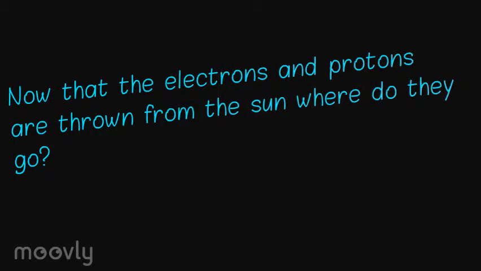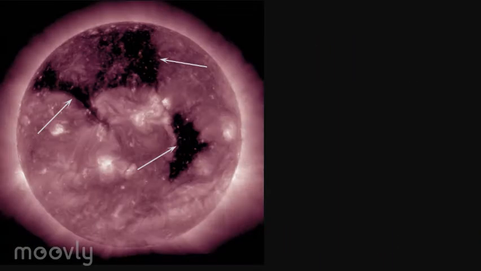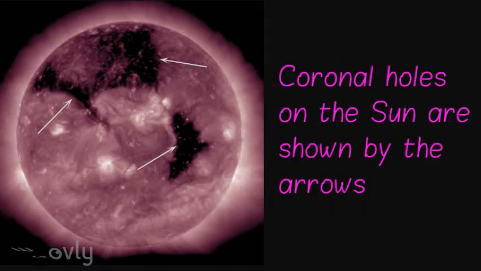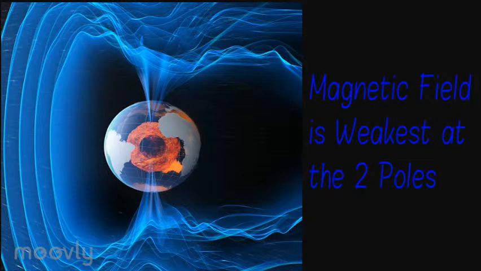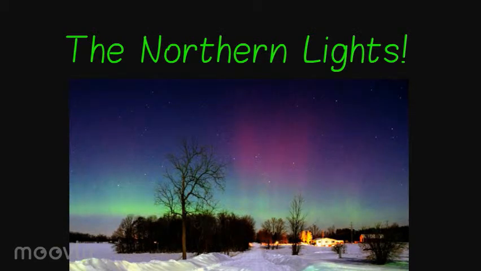Once these electrons and protons are thrown from the Sun's atmosphere, they escape through holes in the magnetic field. The solar wind will then blow them towards the Earth, and the charged particles become largely deflected by the Earth's magnetic field. We know that the Earth's magnetic field is weaker at both of the poles, so some particles can enter the Earth's atmosphere and collide with gas particles here. These are the collisions that we have talked about that then cause light to be emitted. This is what we see as the Northern Lights.